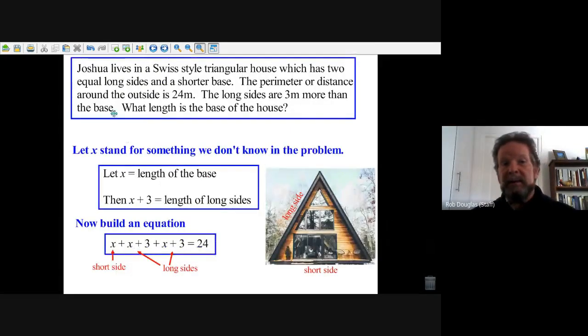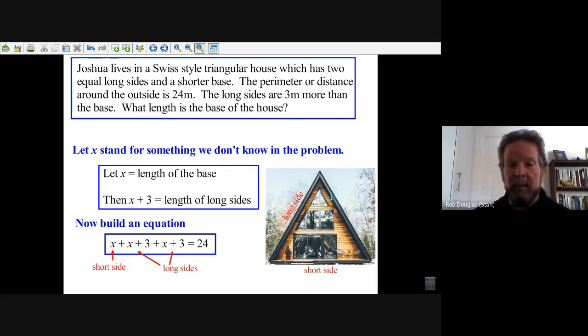Now there's this guy, Joshua. He lives in a Swiss-style triangular house. It has two equal long sides and a shorter base. The perimeter, or the distance around the outside, is 24 meters. The long sides are 3 meters more than the base. What length is the base of the house?